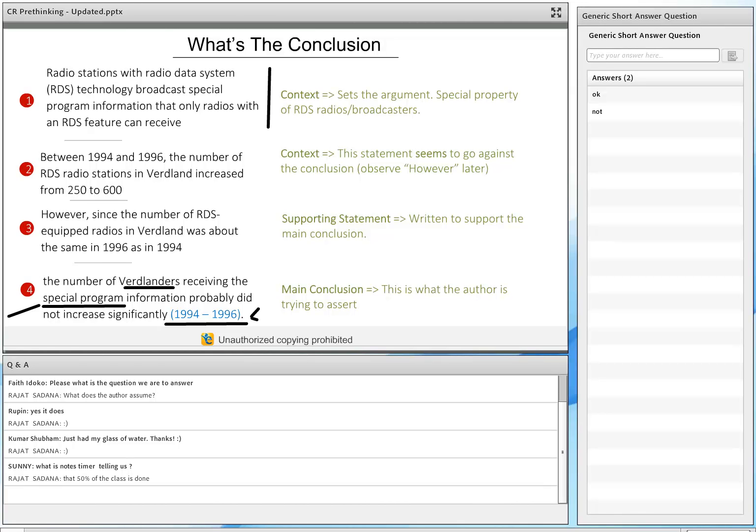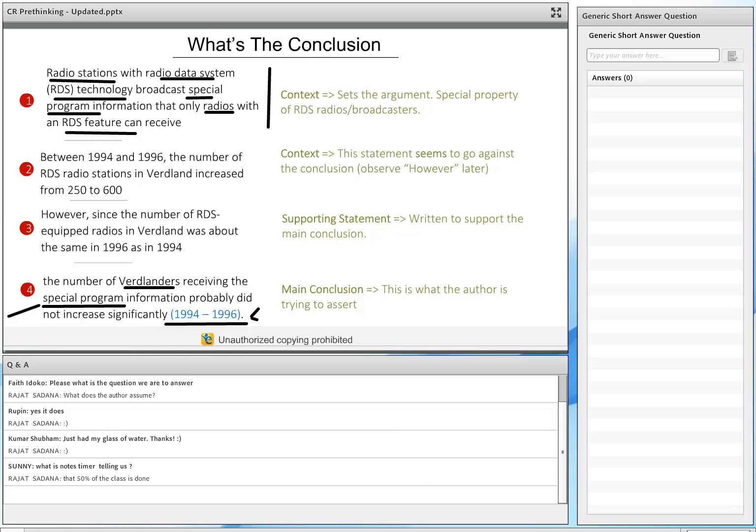Okay. If you want to get special programs, you need two things. You need the radios with the RDS feature and you need radio stations with RDS technology. Both of these are important.